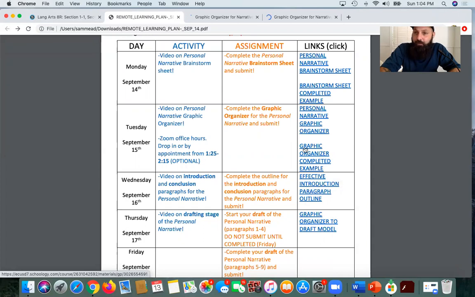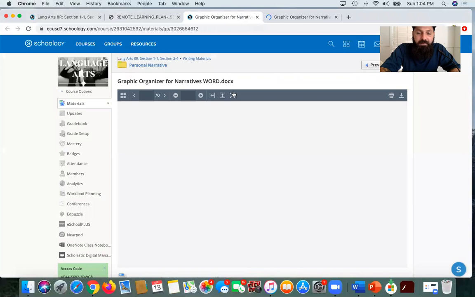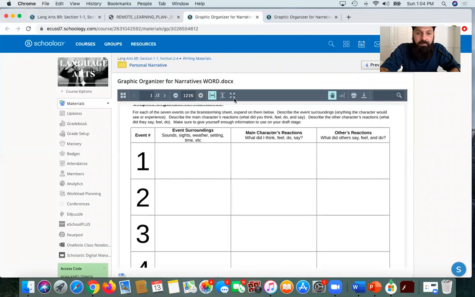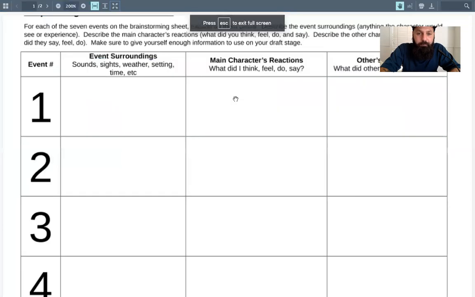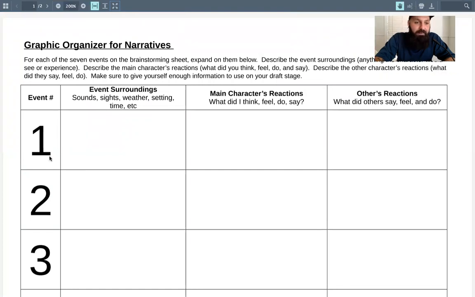So again, links are right here. You're not going to have to go dig through resources to find those. I'll show you what the blank one looks like and explain the directions, and then I'll show you what mine looks like. So this one, and there's not requirements for how much information you need, but you have the event numbers down here.